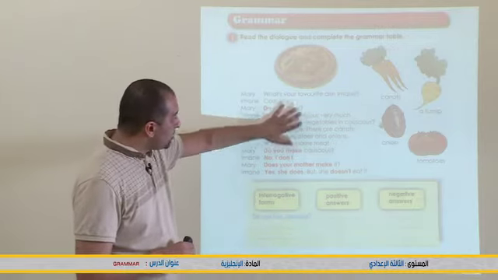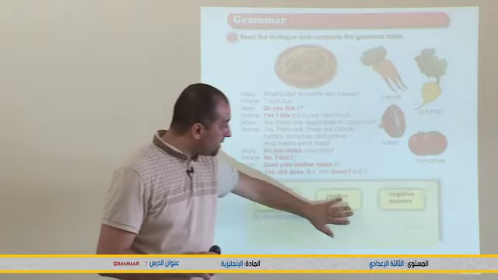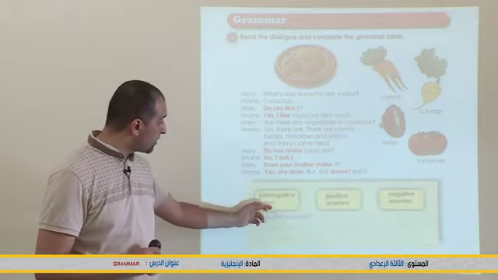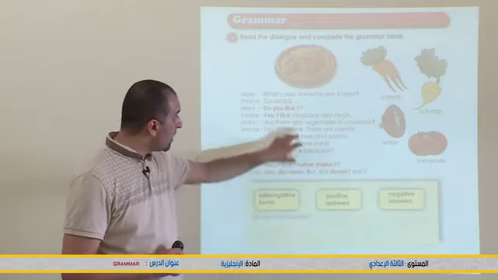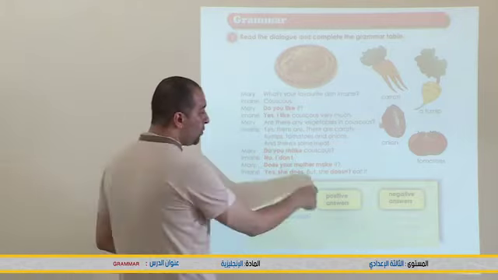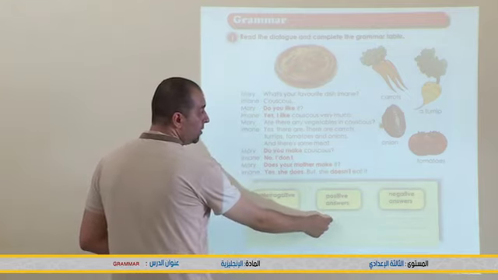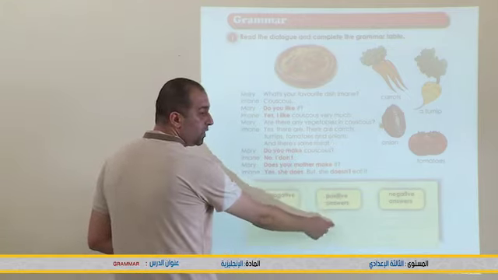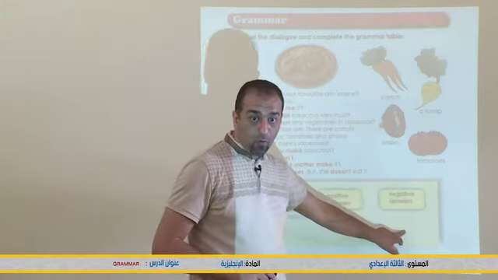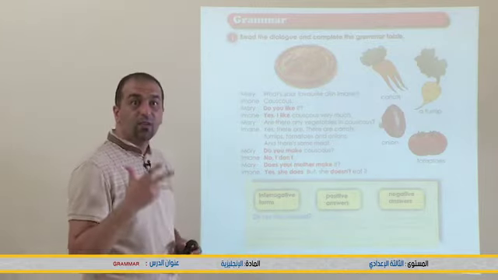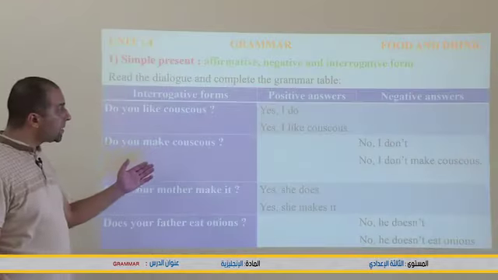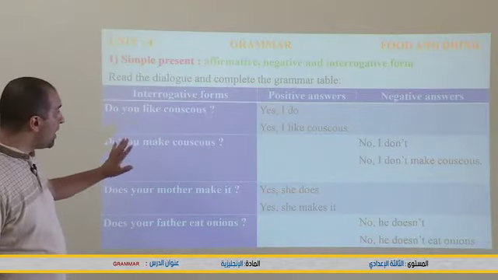Now, according to this dialogue, we have to complete this table, the three forms of the simple present: interrogative forms, questions. So we have to choose questions from the dialogue and put them here. If we have a positive answer, we should put it here. That is affirmative, if we have yes. Negative answers if we have no. Now in your copybook, take 3 minutes to complete these charts. So this is the grammar table, completed now.